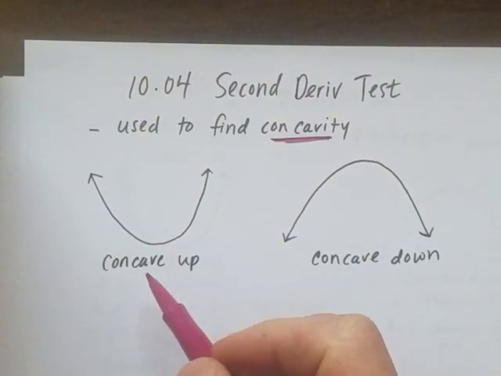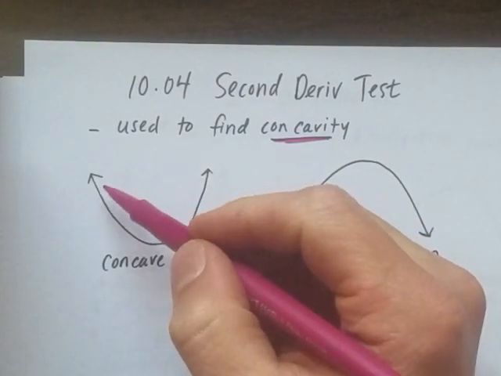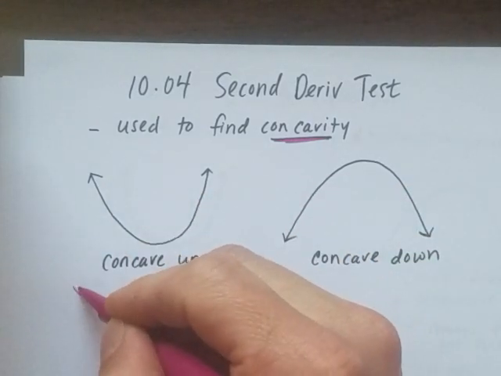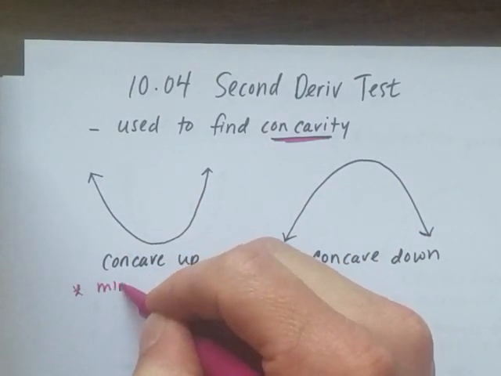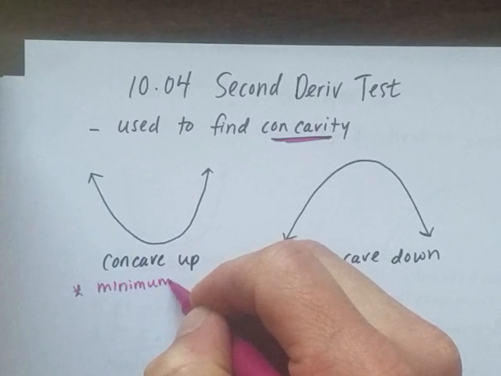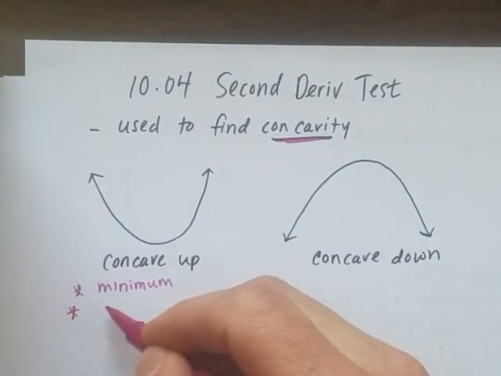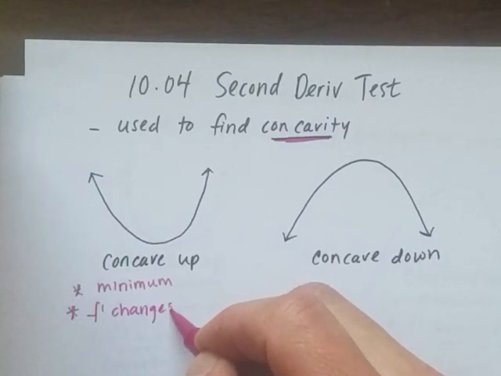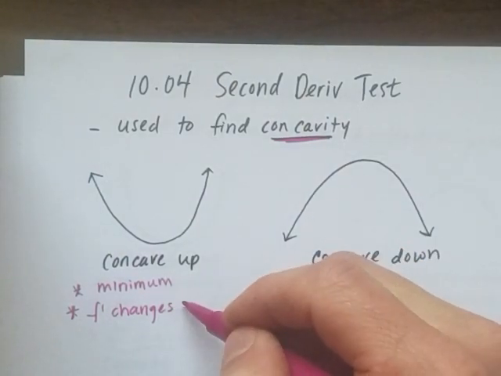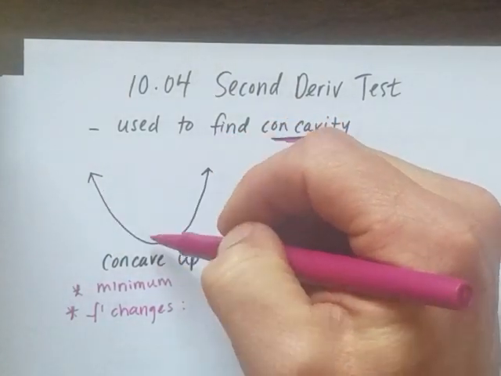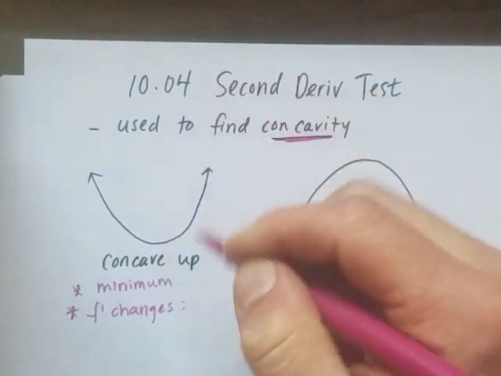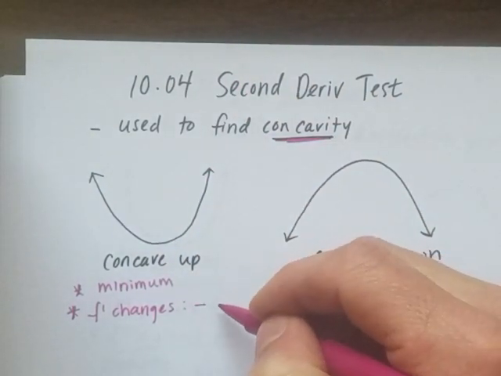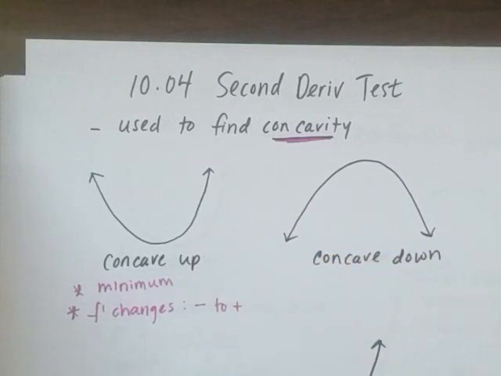Remember that if something is concave up, it's going to have this kind of shape right here. It may have a minimum, so I'm just going to make some notes to myself. And we know that f prime changes, so the slope actually changes from a negative slope, gets to 0, and then turns into a positive slope. So we'll just say negative to positive, right?